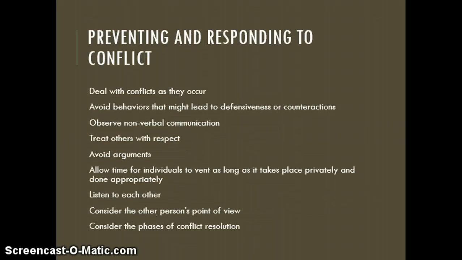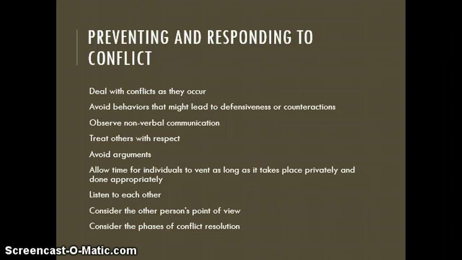Preventing and responding to conflict. It is really important to deal with conflicts as they occur, and that basically puts out the fire before it turns into an inferno. Nurses should avoid behaviors that lead them to defensiveness or counteractions. Nobody is perfect. Listen to the individual that is having a problem or trying to explain something to you.